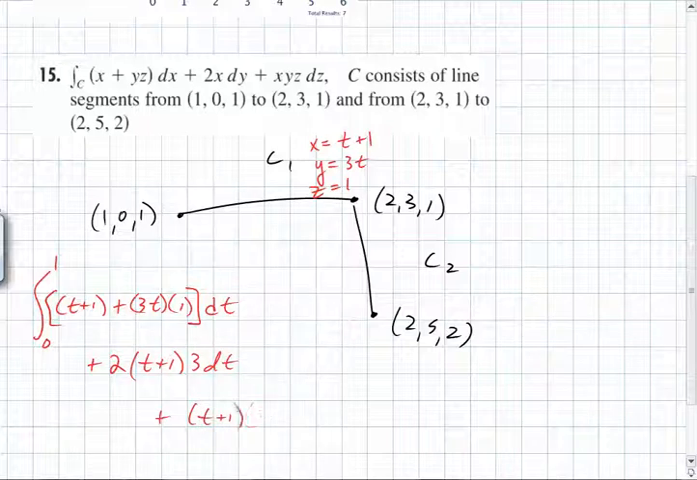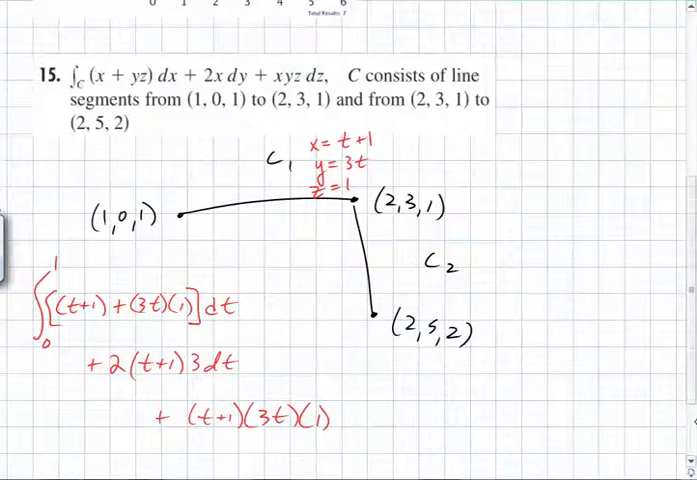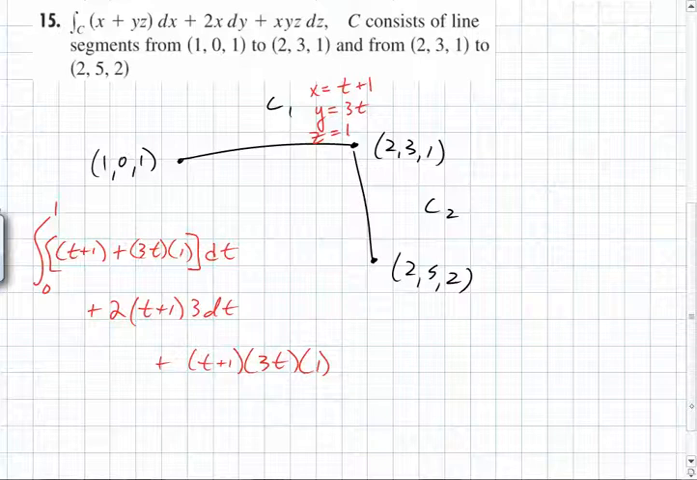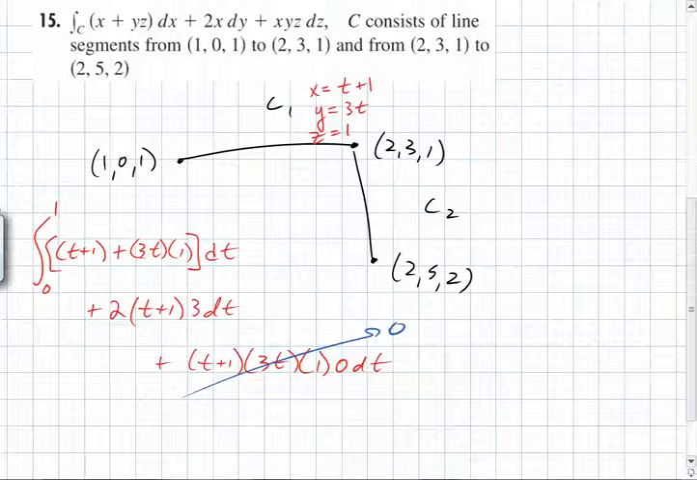T plus 1 times 3t times 1 times what? What is dz? If z is 1, what's dz? It's 0 dt. So one of these goes away nicely. Yay, that goes away. That's the 0. Does anybody have what this first one integrates to? June has a vote for 12. Who agrees with 12? Nice. Okay, you're all agreed.